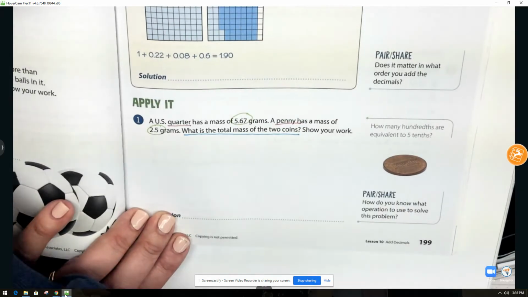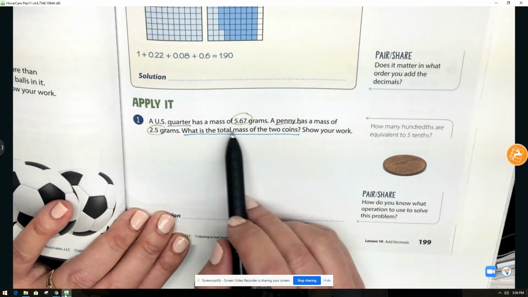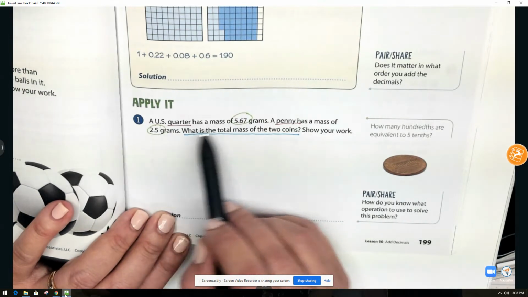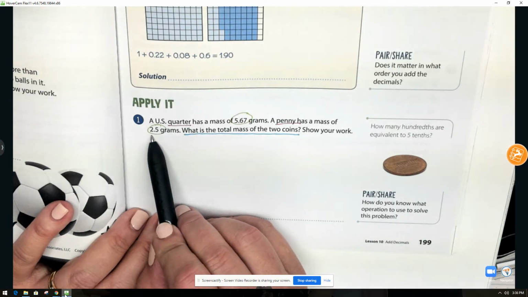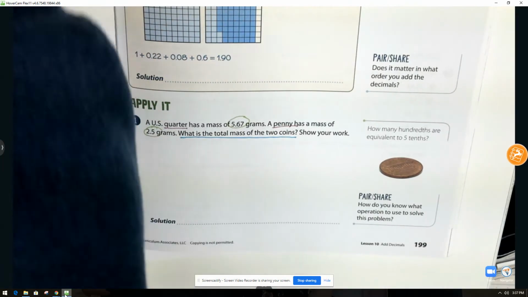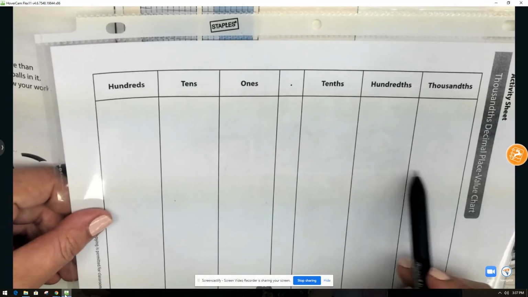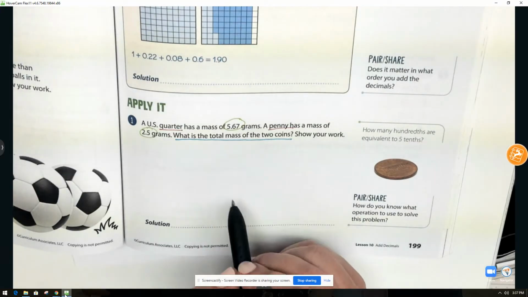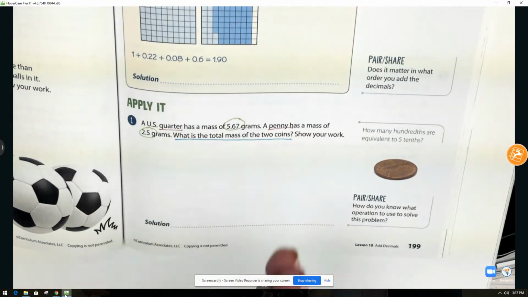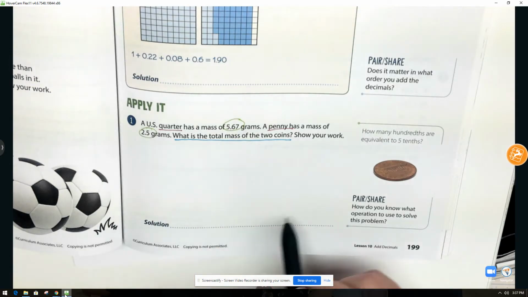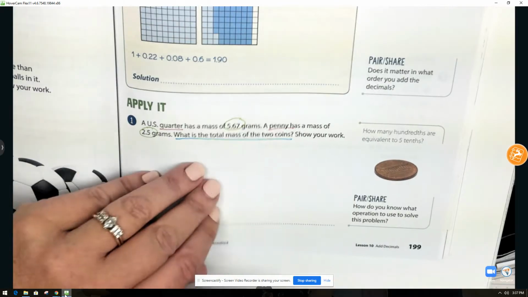So we're talking about a quarter and a penny, and we want to know the total mass. Remember that mass is that fancy word for the word weight. So what is the total weight of the two coins? You're going to add 5 and 67 hundredths plus 2 and 5/10. If you want, you can use your place value chart, or make up your own. You can use the stacking method, making sure you line up your place values and your decimals. You can also use the number line method. However you would like to do it, but you must show your work so that I know that you know how to do this.